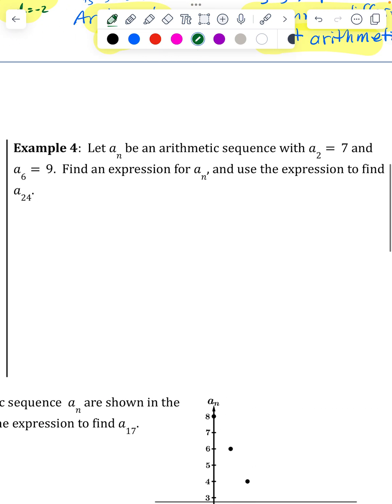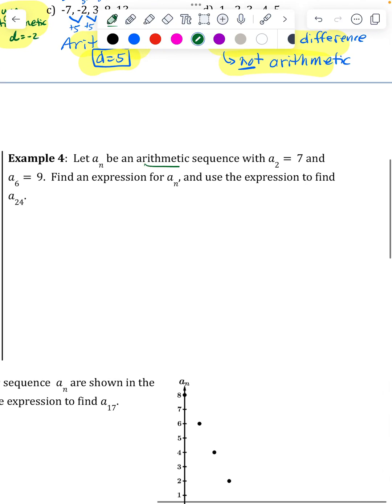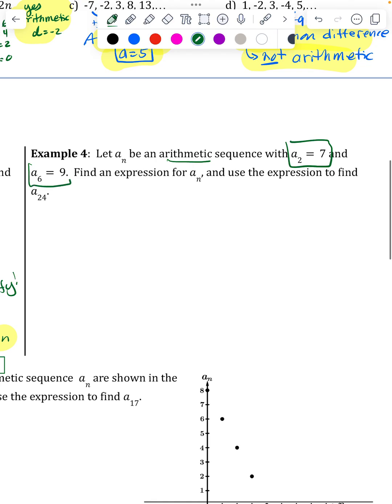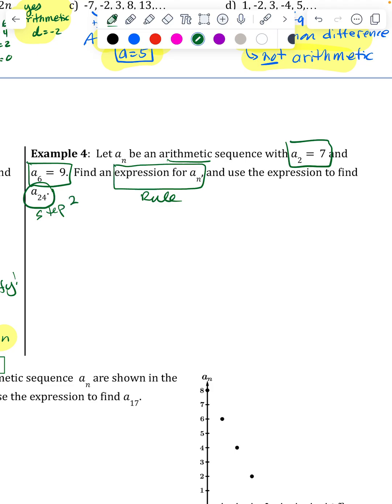Let's take a look here. Let a sub n be arithmetic. We know the second term is 7 and the sixth term is 9. Find the expression for a sub n. Okay, that means that we're going to be using our rule. We're going to figure out the rule and then use the expression to find this. That's going to be like step 2. We don't involve this in our initial process.